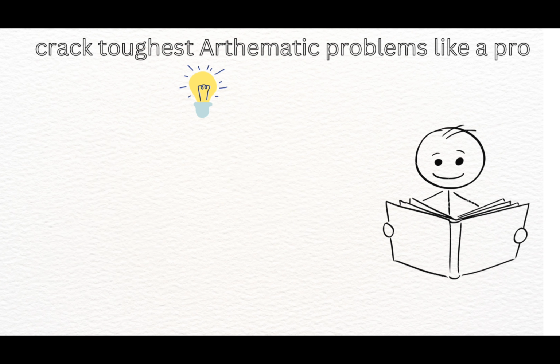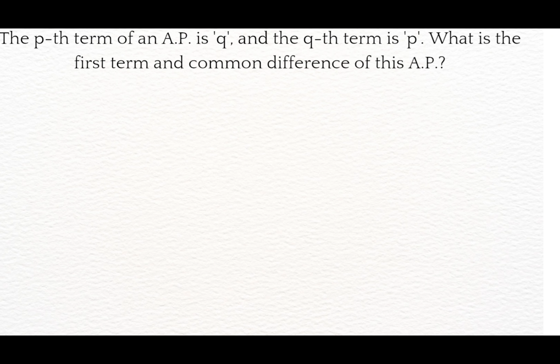Here's our first question. The pth term of an arithmetic progression is q, and the qth term is p. What is the first term and common difference of this arithmetic progression? Alright, sounds confusing, right? It's like a word puzzle with numbers. But don't worry, we've got this.